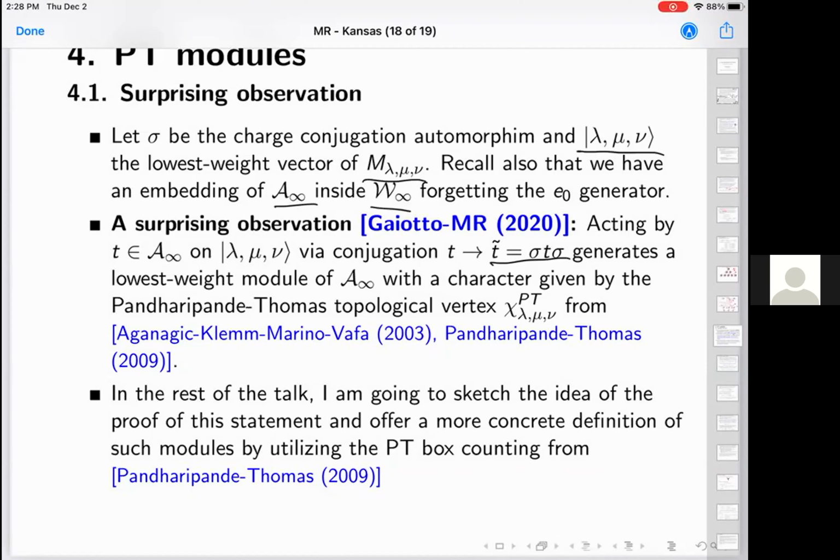Very likely, these modules actually have a geometric construction where you can really explicitly see the relation to DT respectively PT invariants, but it's not clear to me at the moment. So far it's really at the level of characters agreeing with something that gives the PT versus non-commutative DT invariants on toric threefolds.